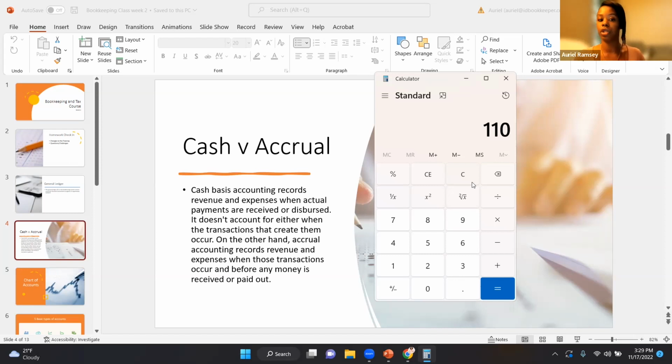And this stuff gets really tricky. Accrual accounting, we're not going to deal with accrual accounting at all for this class. We're going to simply stick with cash.